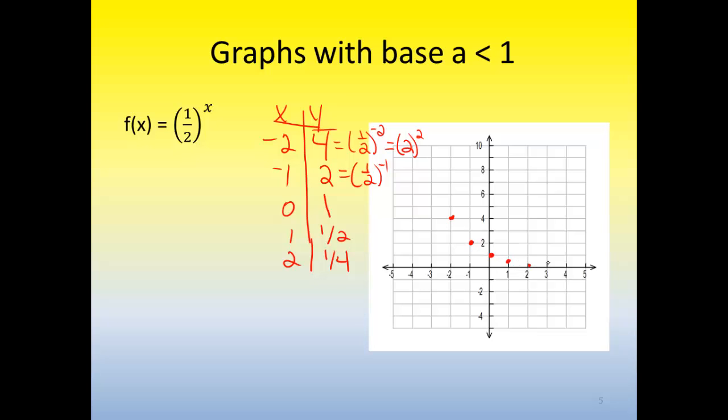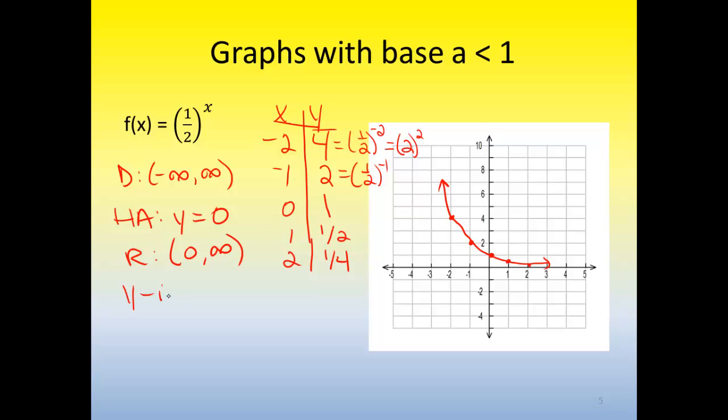I still get that exponential graph, but now it's going in the other direction. My domain stays the same. My horizontal asymptote hasn't changed. My range stays the same. And my y-intercept stays the same. So all we did is change the look of the graph by giving it a different base.